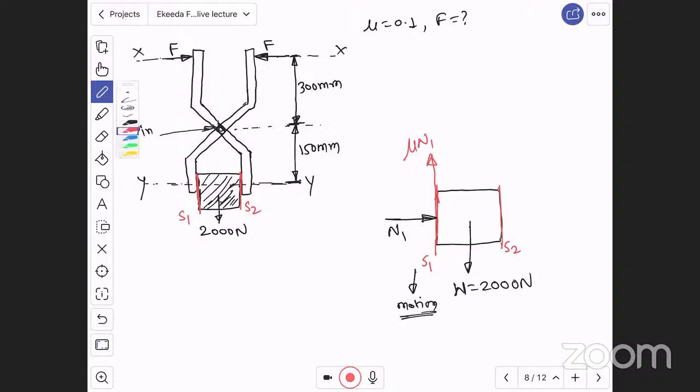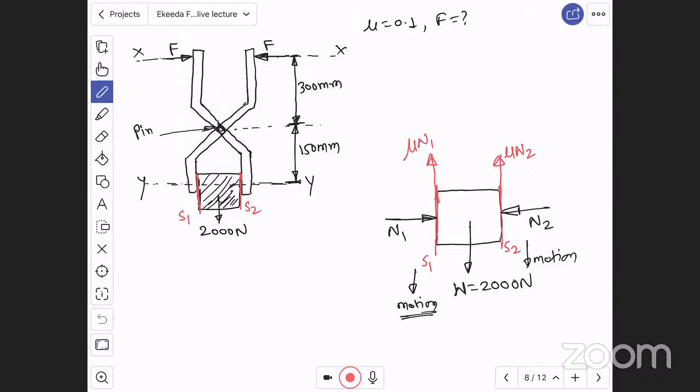Now again for surface 2, there will be normal reaction N2. This surface 2 is also trying to move in downward direction because of self weight. But for this motion, friction force will oppose. Therefore, there will be mu N2 in upward direction. This is the free body diagram of the block.